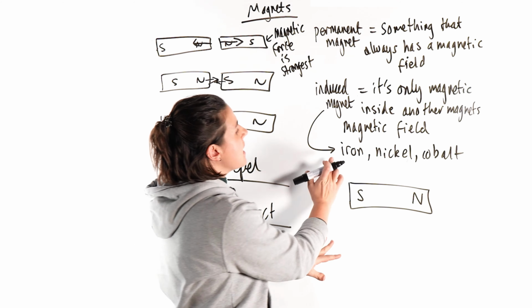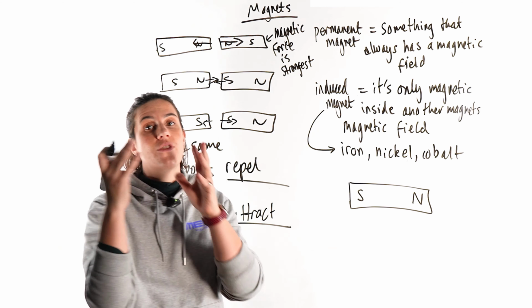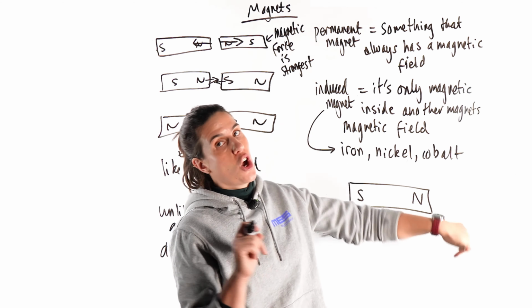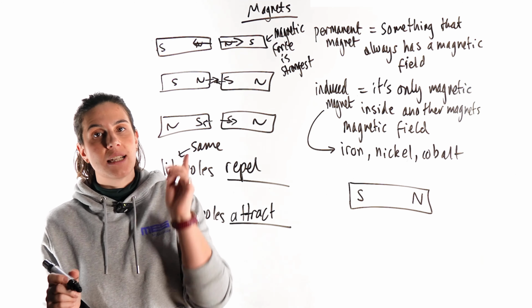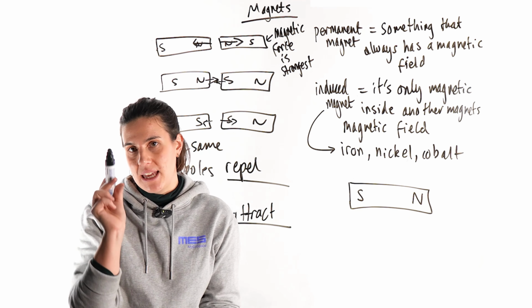Now, steel could also be on this list, but I'm not going to add it because steel is made out of iron, so that's why it's magnetic. As long as you know that it's iron, nickel, and cobalt, and you know that steel is made out of iron and other materials, you're going to know that steel is magnetic.